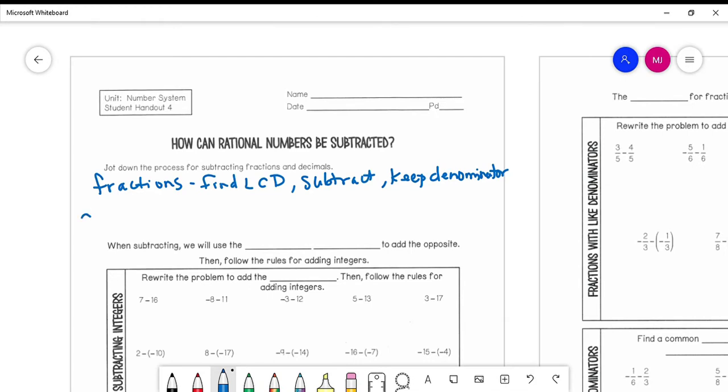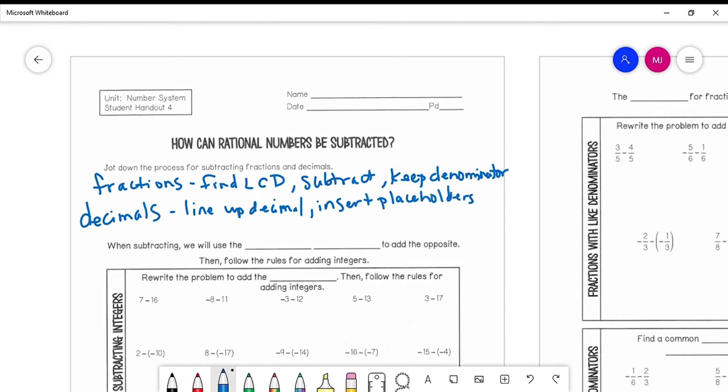Okay, then if we're looking at decimals, decimals are fractions out of hundreds. So you're going to line up your decimal. When you add and subtract, line them up. Insert any placeholders if you need to. Placeholders just mean zeros.